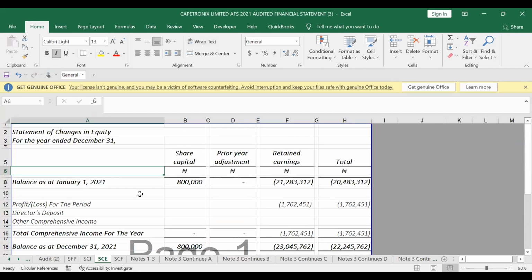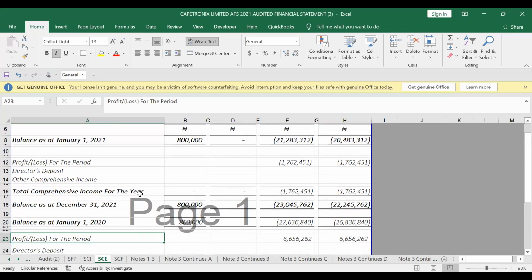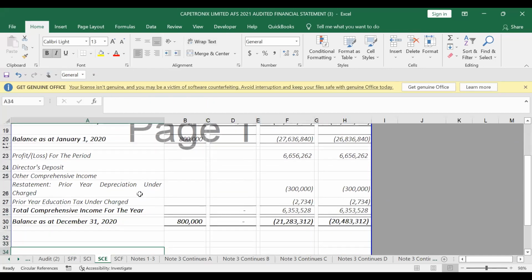Then you have the statement of changes in equity. I told you earlier that this just reports the movement in the share capital balances, if there were any form of prior year adjustment, and retained earnings and other reserves, or other distributions in terms of dividend paid directly to the shareholders, right? So that is being disclosed here and it has comparative figures, right?